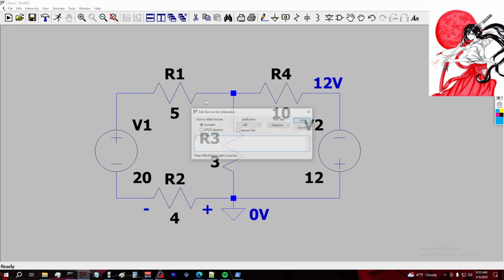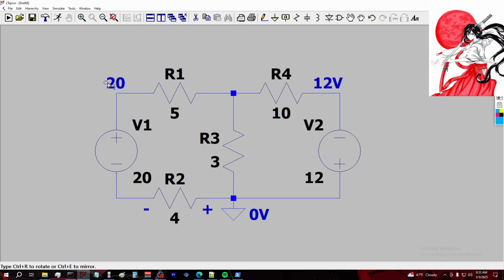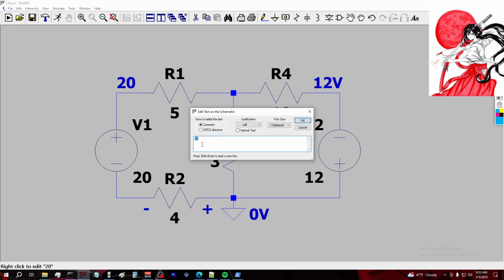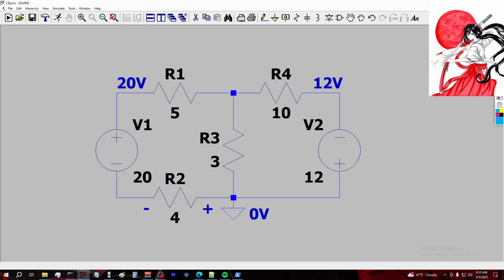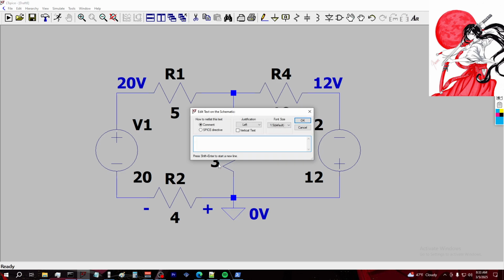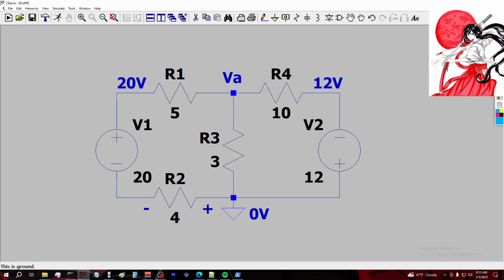As we can see over here, this side is also going to be 20 volts. Oh, I forgot to put the V. Oh well. So we labeled all the points that we know. Now let's label our VA, our essential node. All right, boom. There you go.